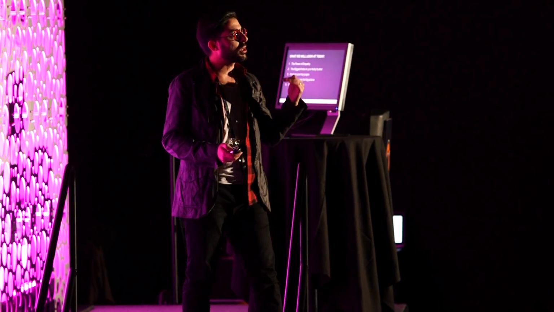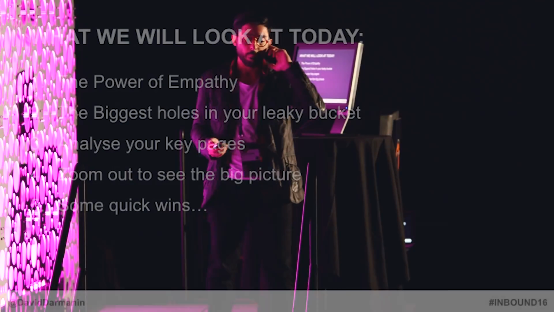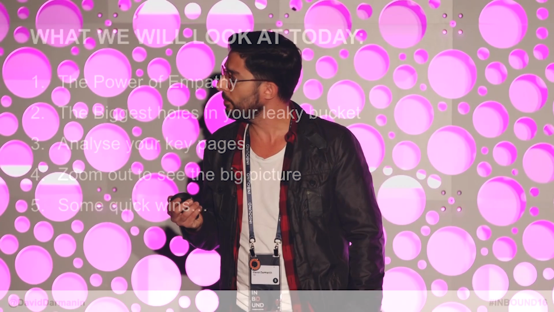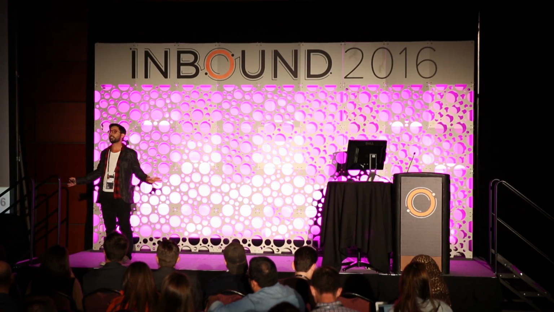But before we do that, just a quick overview of the things that we're going to be talking about today. So the 5 things that you're going to do on Tuesday are you're going to leverage the power of empathy, and we're going to talk about what empathy is. We're going to talk about how to find the biggest hole in your bucket, how to analyze your key pages. I'm going to give you some tips about that. It's going to be fun. And then how to zoom out, not that far, to see the big picture. And then finally, we're going to look at some quick wins, right? So it's going to be 4 points of theory, and then I'm just going to give you all the best secrets ever. Good? So you just have to stay to the very end.